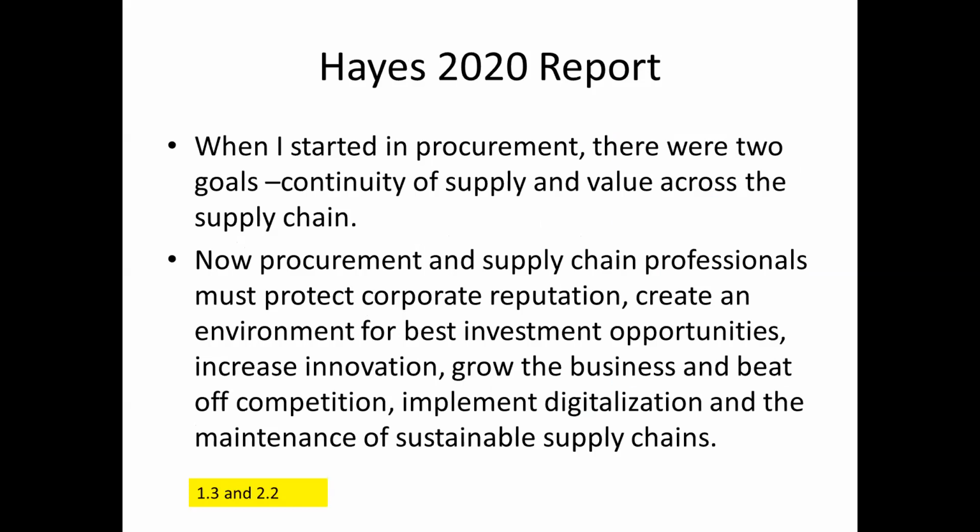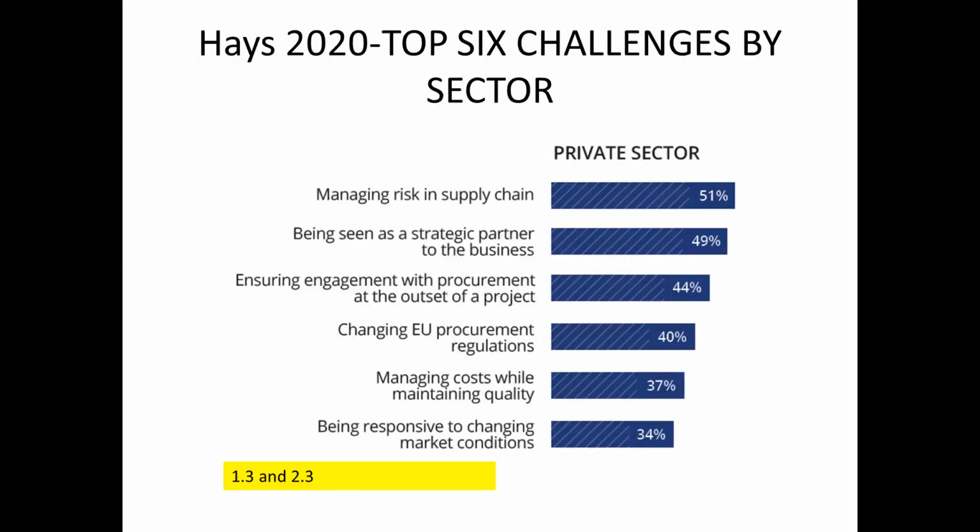In the forward cover, the guy saying, when I started procurement, there were 2 goals: just to make sure we didn't run out and to get value across the supply chain, keep costs down. Now procurement must protect corporate reputation, create environment for investment opportunities, innovation, grow the business, beat the competition, implement digitalization and maintenance of sustainable supply chains. So it's changed. And they're the 6 challenges which we had earlier in the Hayes report.